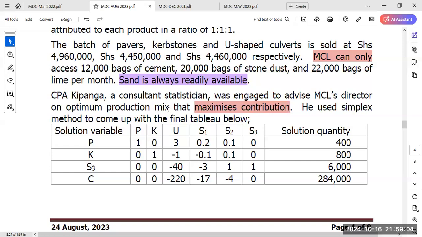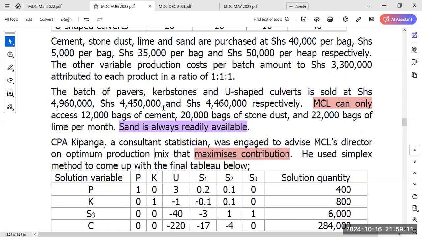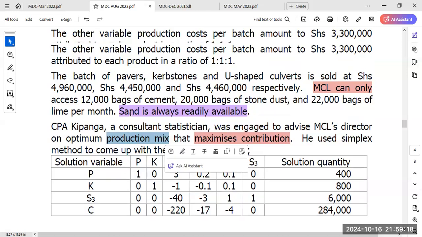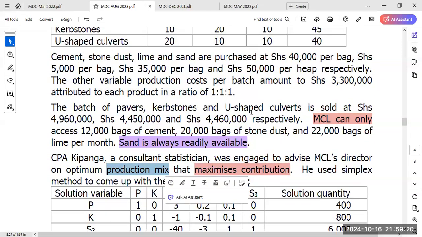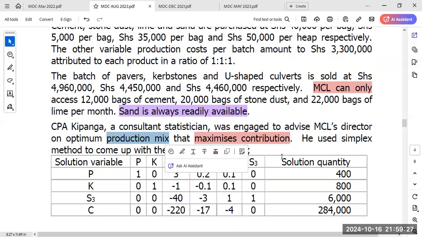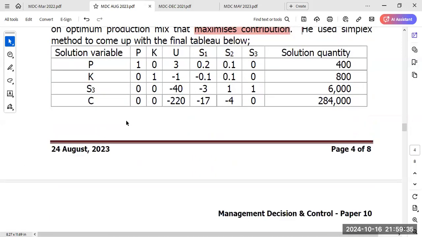The director wants to know how many batches can actually be produced. This is the production mix: how many batches of pavers, curbstones, and U-shaped culverts can be produced to maximize contribution. Okay, he used the Simplex method to come up with the final tableau. Now you are given the final tableau.